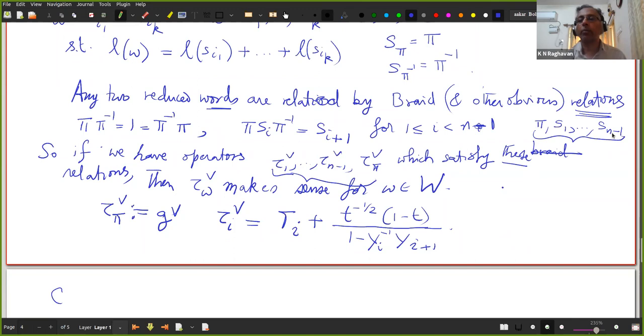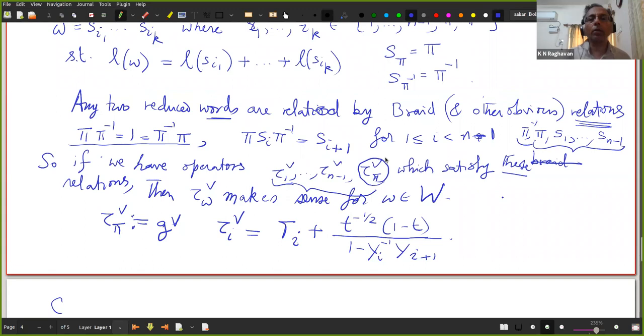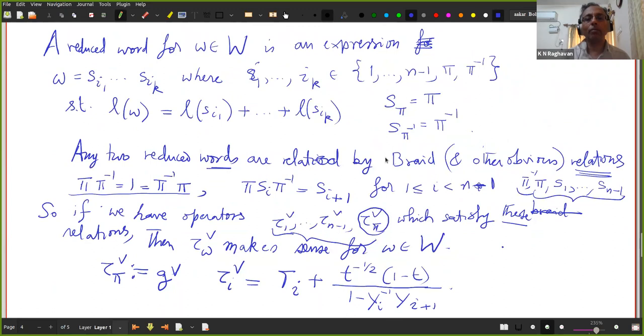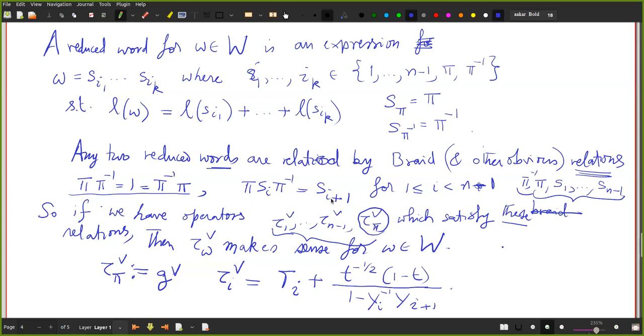And also pi inverse, I presume? Also pi inverse. Okay, let's put a pi inverse, which is the inverse of this operator. I've been a little careless here because the paper does not consider pi inverse at all. So the tau_i checks and tau_pi check satisfy the braid relations and these extra relations that you have just written below?